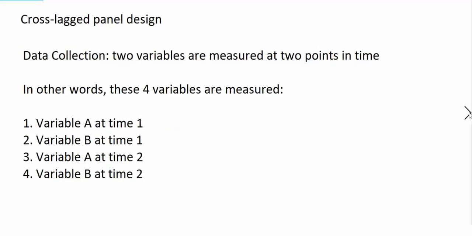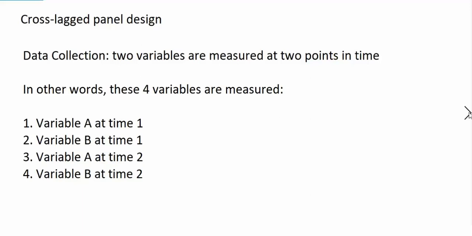And in a cross-lagged panel design, a researcher measures two variables at two different points in time. In other words, the researcher measures variable A at times 1 and 2 and variable B at times 1 and 2. In a cross-lagged panel design, a researcher gathers data from the same group of people at 2 points in time, and at each time point, the researcher measures two specific variables.